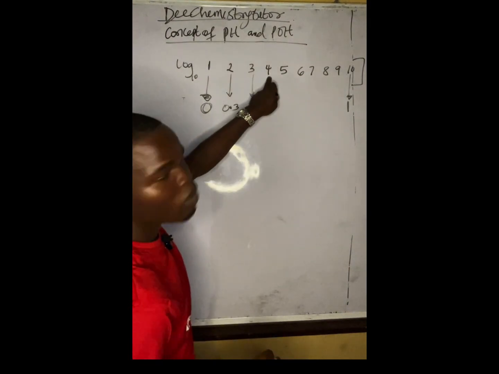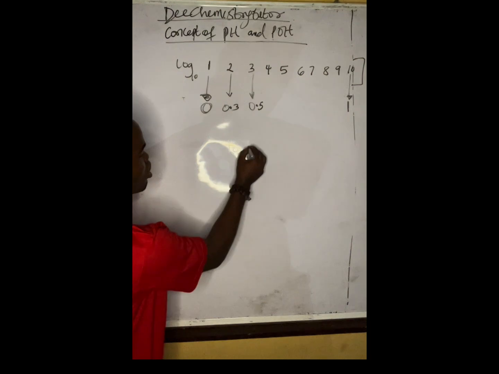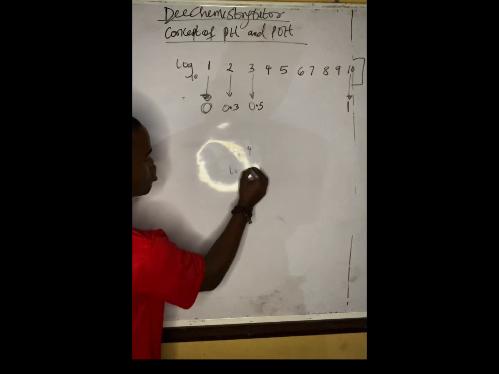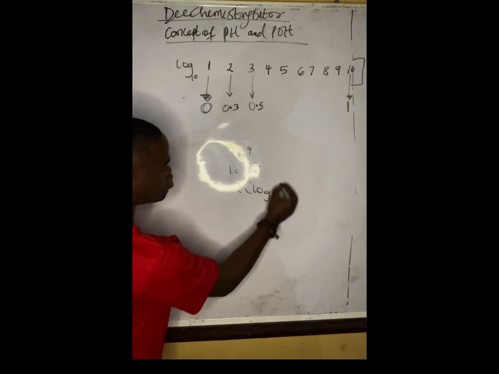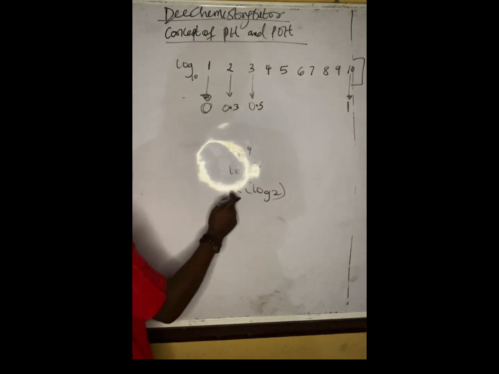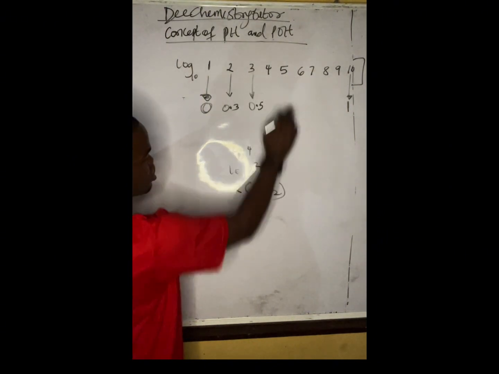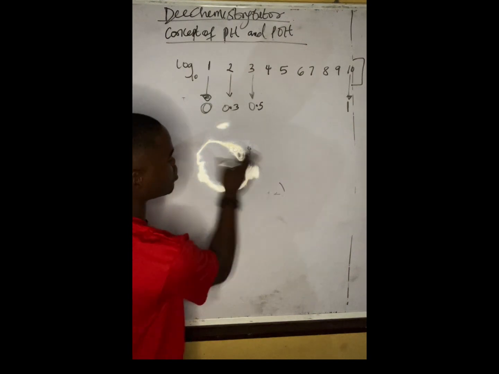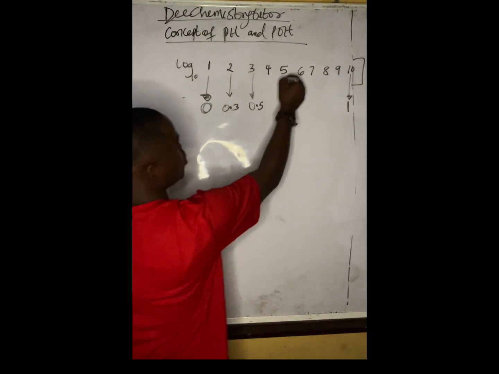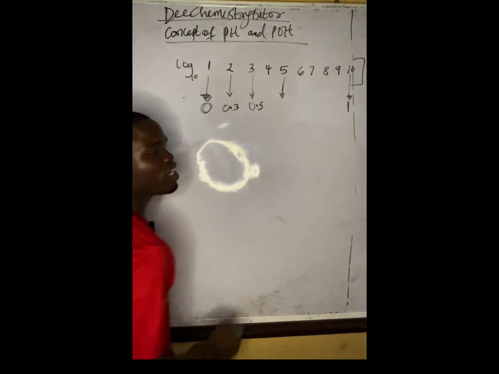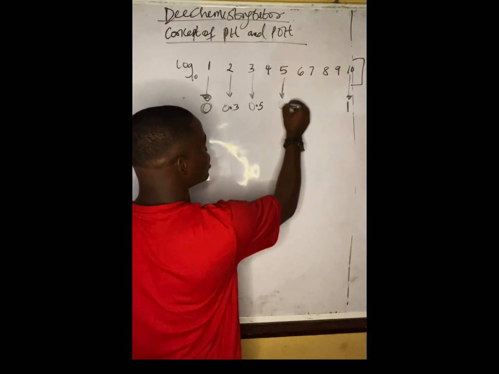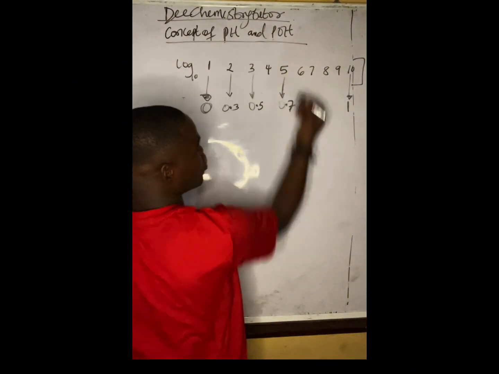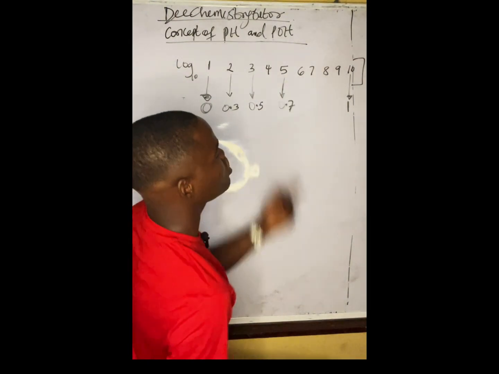You don't need log 4. Why? Log 4 means log 2 raised to power 2, which is 2 times log 2. So 2 times log 2 will give you log 4. So you don't need log 4. You are good. So I leave that. Now, log 5, if you press it, it's going to be 0.677. So I do 0.7. I don't need log 6 too.